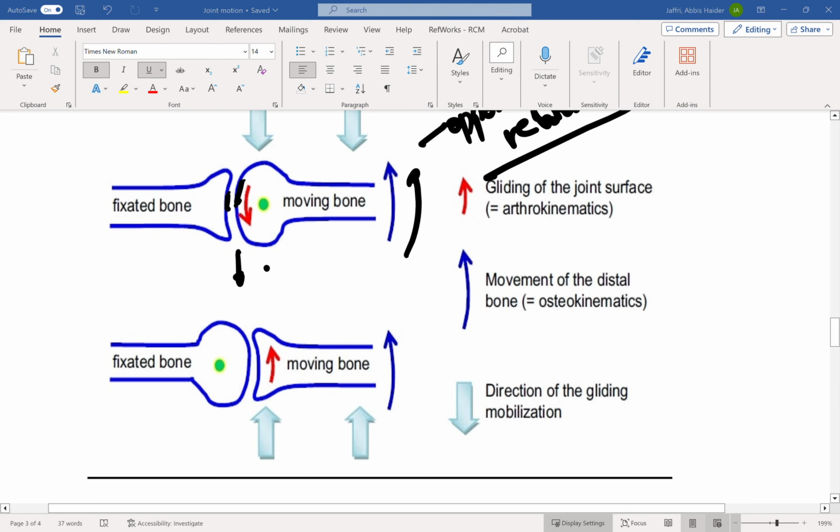Okay, now the concave rule. In the concave rule, what is happening is that if the bone is moving upwards, okay, if the osteokinematic motion is upwards, the glide is also upwards. Okay, so both of them are in the same direction. Okay, so that is very easy to understand, and I'll give you very easy cheat sheets for that.